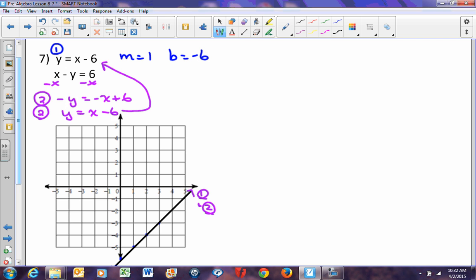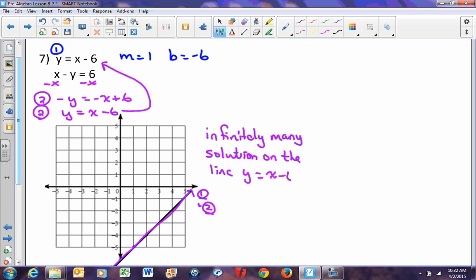Which means, since the second line lands right on top of the first line, the solution of this equation is infinitely many solutions. Any solution that lies on this line right here is a solution to both equations simultaneously. So the answer to this one is infinitely many solutions on the line, and yes, you have to say the line, and you have to name the line, y equals x minus 6. Because the only solutions are the solutions that land on that line. Anything that does not land on that line is not a solution to the equation. These are what we call simultaneous lines. They land on top of each other, they coincide.